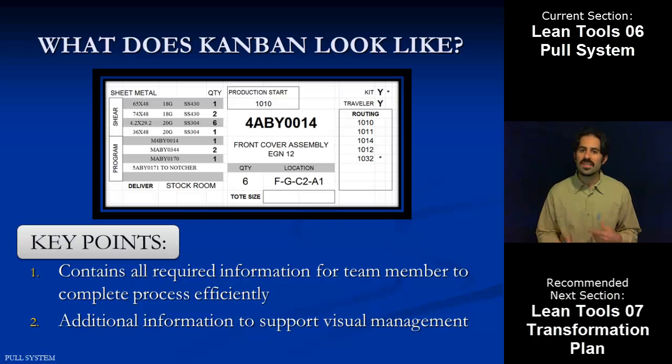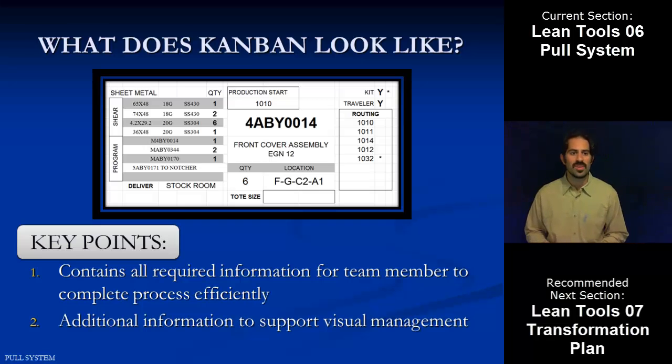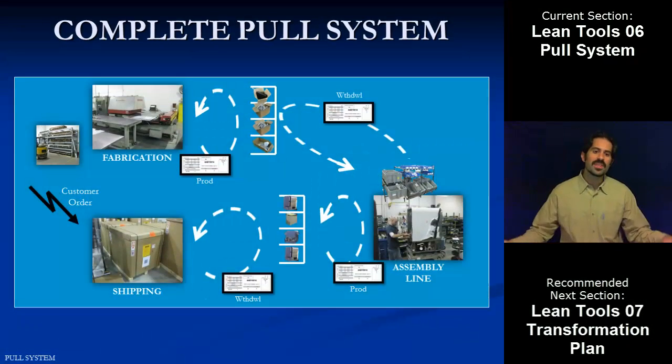So it becomes a real easy at-a-glance way to tell what's happening on the shop floor in real time, and why things are where they are, or where they should be, or what our problems are. And so when we tie all that together into a complete pull system, this is what we get for our example. So we have our customer order comes into shipping.